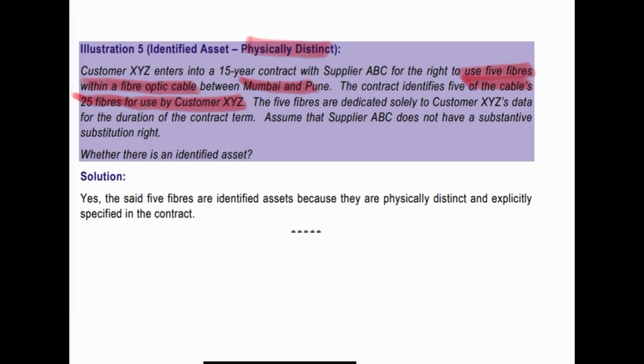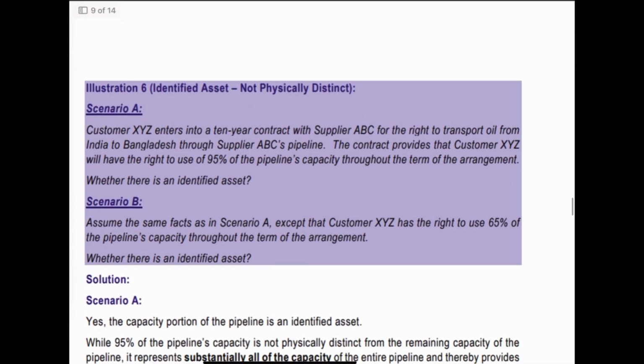Assume that the supplier ABC does not have a substantive substitution right. So, is there an identified asset? Yes, the said 5 fibers are an identified asset because they are physically distinct and explicitly specified in the contract. So there is no confusion here. Done. Okay, we'll go through the next example.